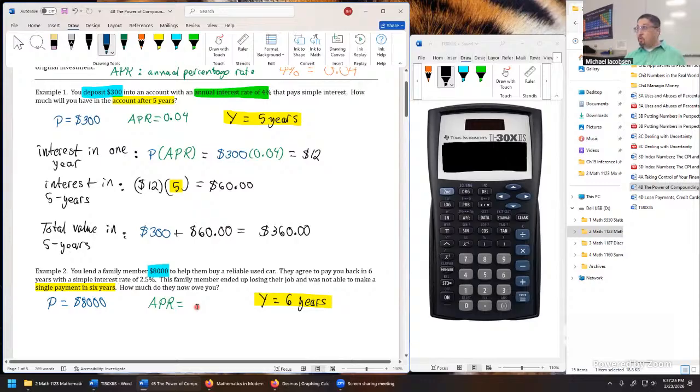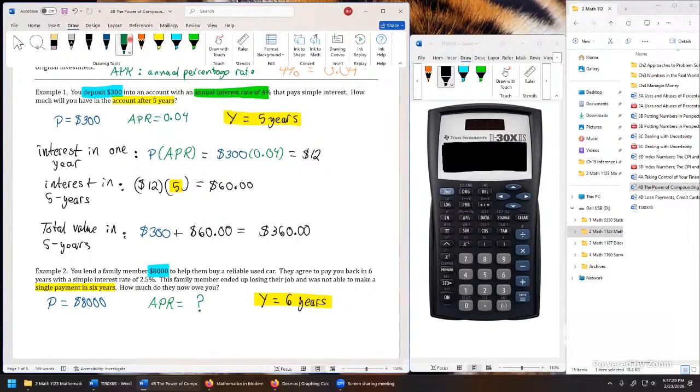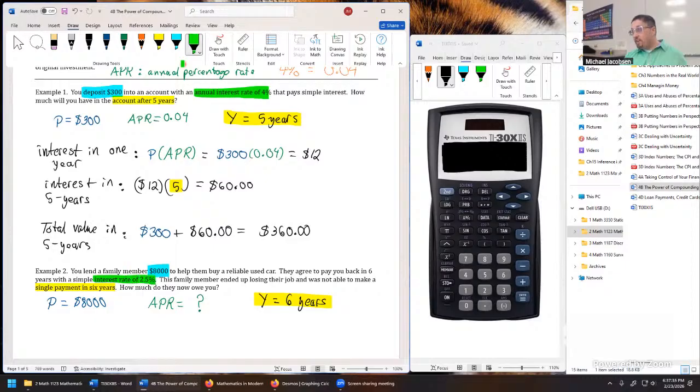How about for the APR? What number would you all put down for right here? 2.5%. Yeah, absolutely. So the APR is this interest rate, 2.5%. So we'll convert that to a decimal number of 0.025. And pretty much that's all the moving parts in this problem.